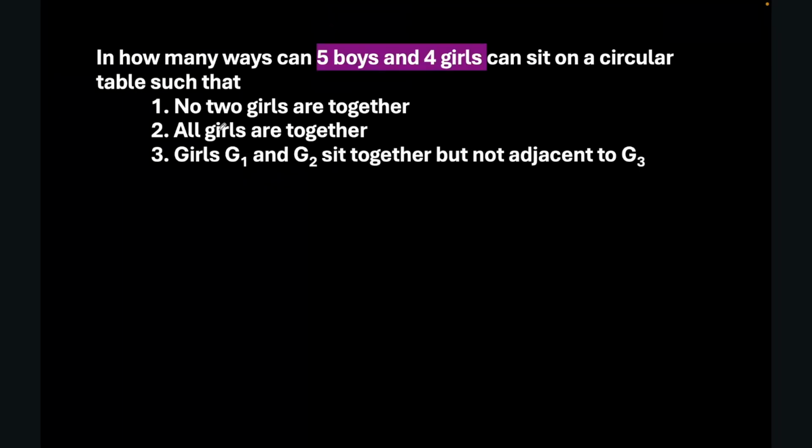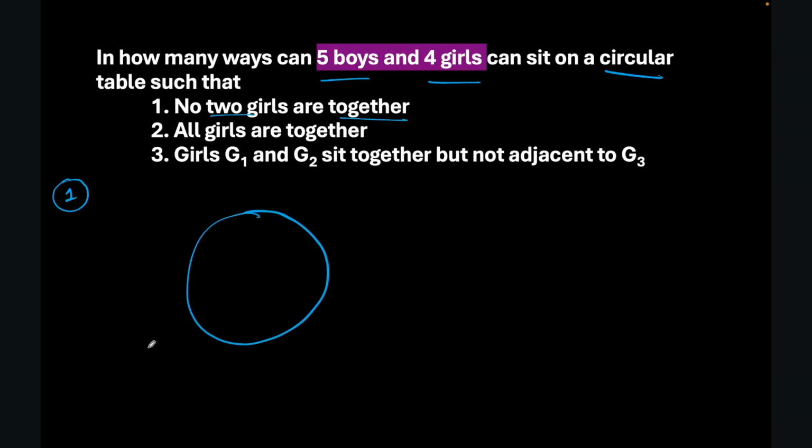Okay, so let's have a look at this example. We're given 3 cases and we have 5 boys and 4 girls sitting at a circular table. In the first case, we're asked to find the number of ways they can be arranged such that no 2 girls are together. Let's draw a big circular table. Let's place 5 boys: boy 1, boy 2, boy 3, boy 4, and boy 5. I'll just create some squares around them.